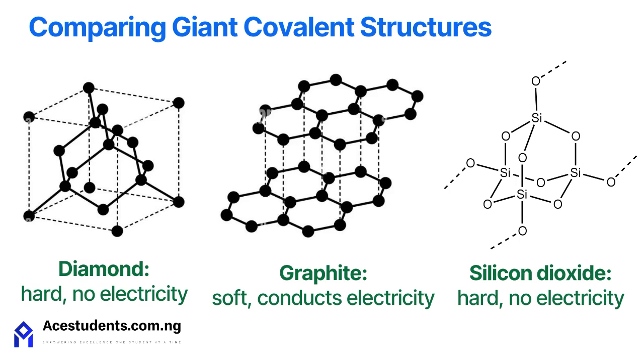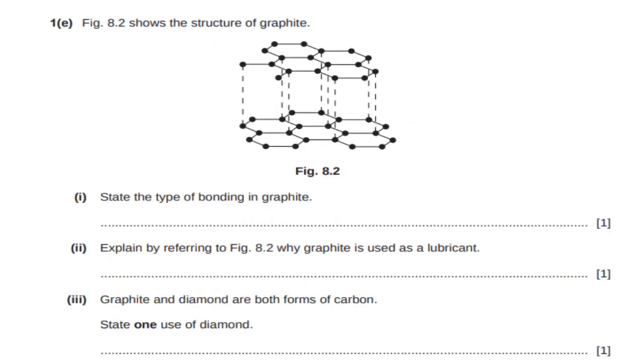Let us answer an IGCSE past paper. Figure 8.2 shows the structure of graphite. 1. State the type of bonding in graphite. 2. Explain by referring to Figure 8.2 why graphite is used as a lubricant. 3. Graphite and diamond are both forms of carbon. State one use of diamond. You can pause to give it a try.